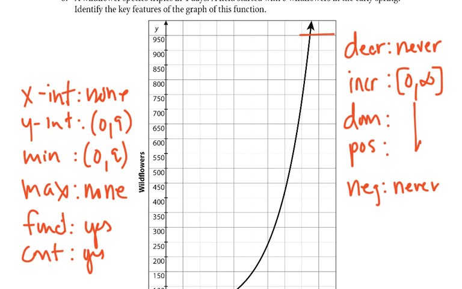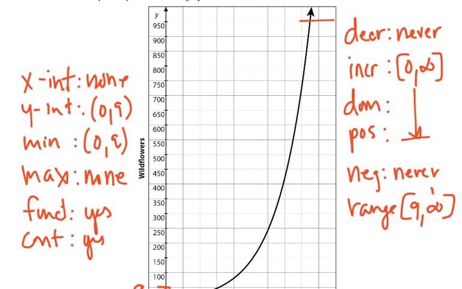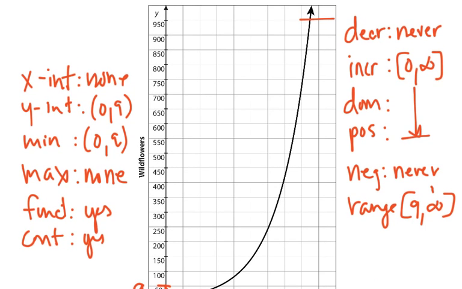So our domain and positive are going to be the same as our increasing, from 0 to infinity. Our range starts at 9 down here, and then it never stops, so it goes up to infinity as well. Okay, so there we go for that one.